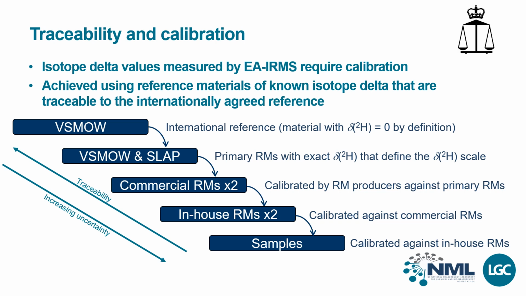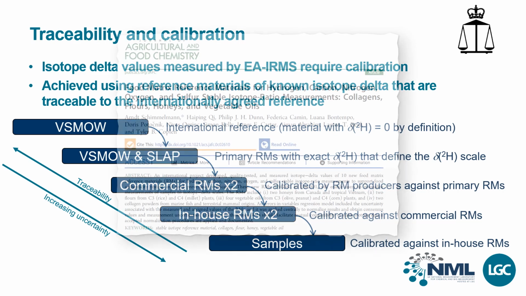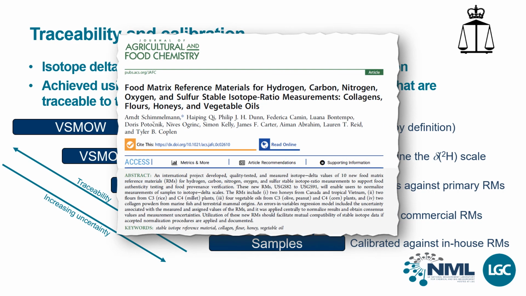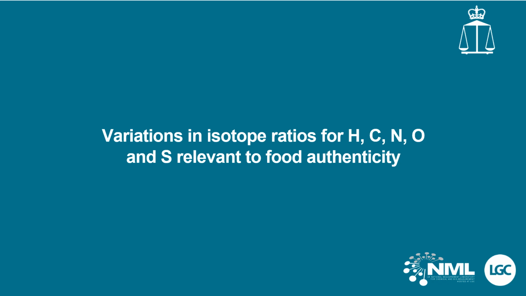For isotope ratio analyses, it is beneficial to have reference materials that are matrix matched to samples where possible, according to the principle of identical treatment. A number of food matrix isotope ratio reference materials have recently been produced, which may be used for quality control, quality assurance, and potentially for calibration of isotope delta values. So, how are isotope ratios used in food authenticity determinations?